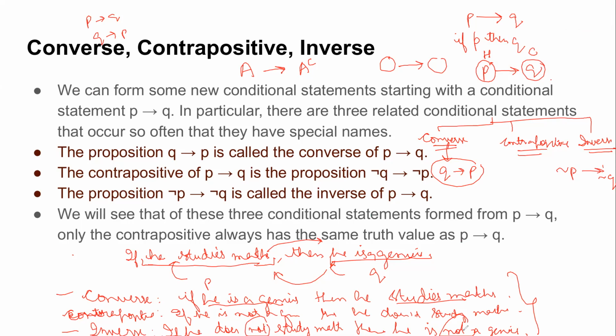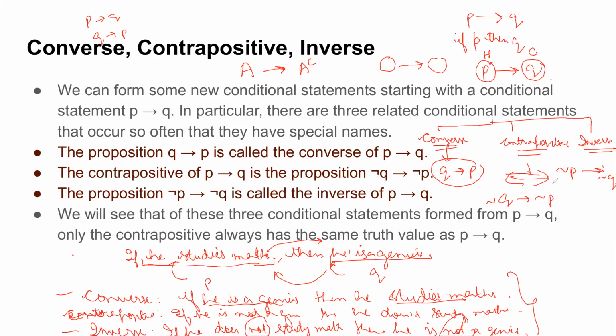Yes, exactly. Converse is flipping, inverse is opposite in the sense you negate it. And contrapositive is a mixture of both. You flip them as well as take their negation. So it's like flip them, make genius the hypothesis and studies maths the conclusion, and take its negation. That is your contrapositive.